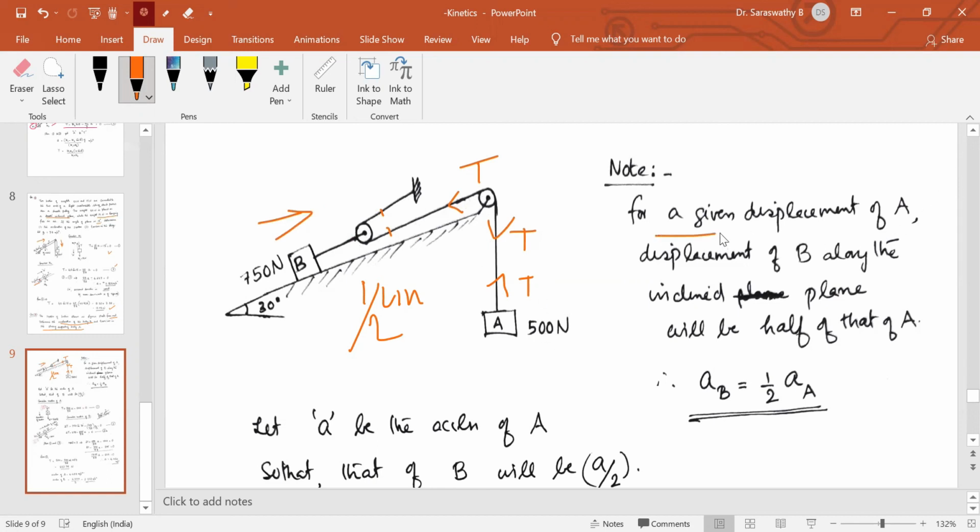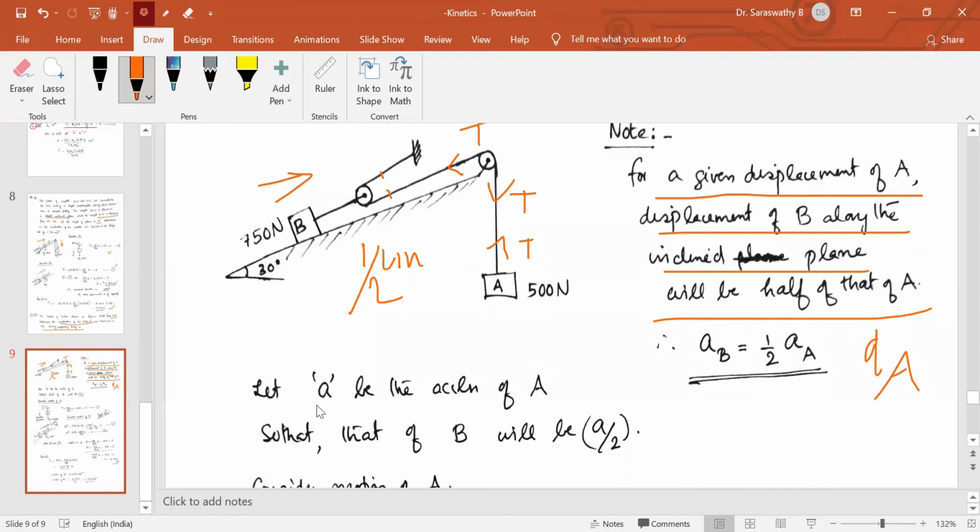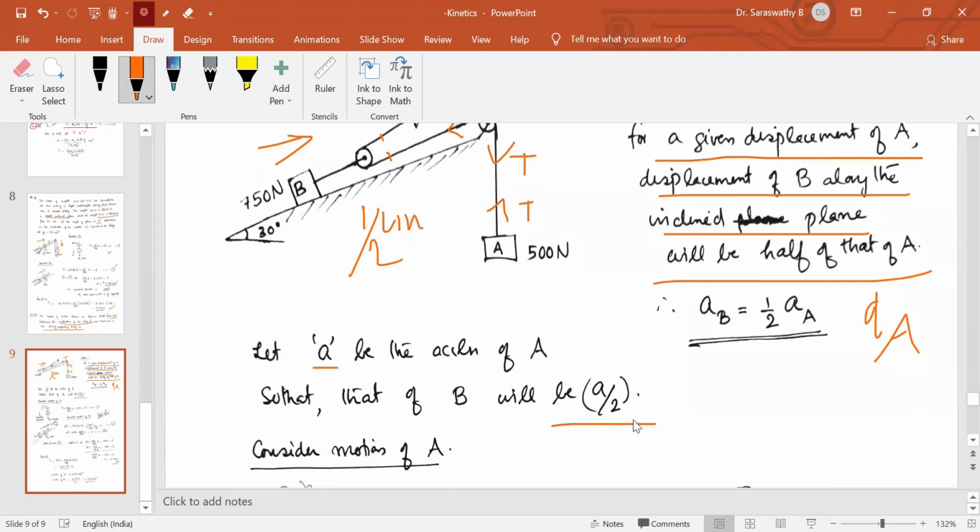That is given here. For a given displacement of A, displacement of B along the inclined plane will be half of that of A. Hence, if mass A is having an acceleration a_A, acceleration of B will be only half of that. The displacement of block A will be 1 centimeter. The displacement of block B will be only half a centimeter, because there are two ropes here. Hence, acceleration of A, if I assume it as small a, acceleration of B will be only a by 2. That is the two things we have to remember.